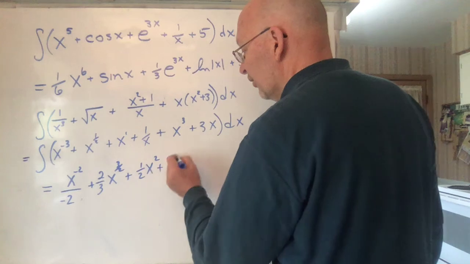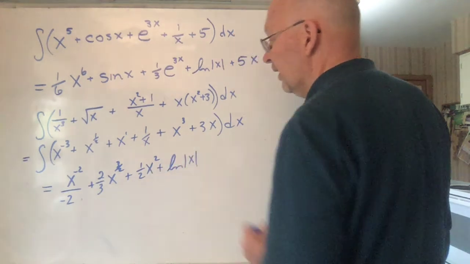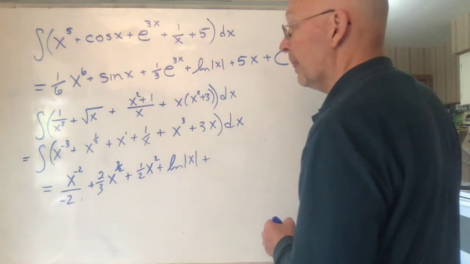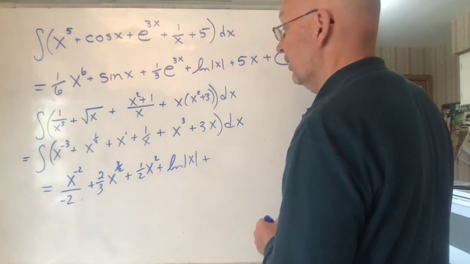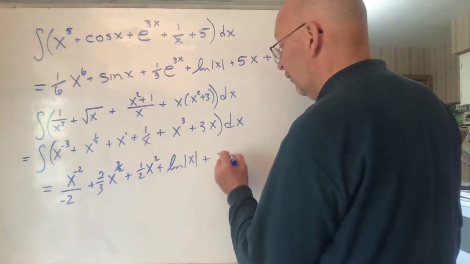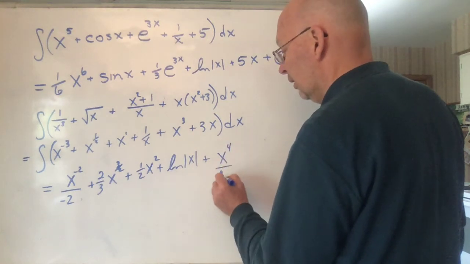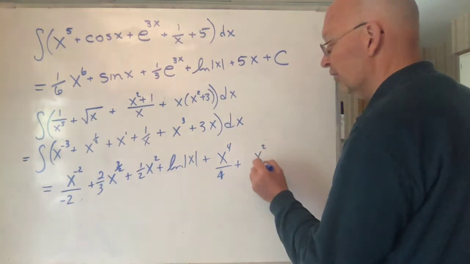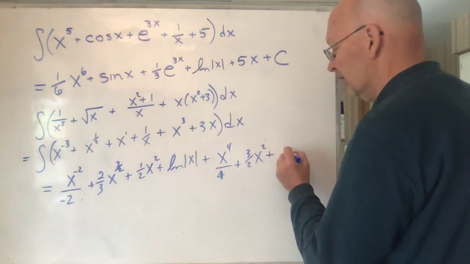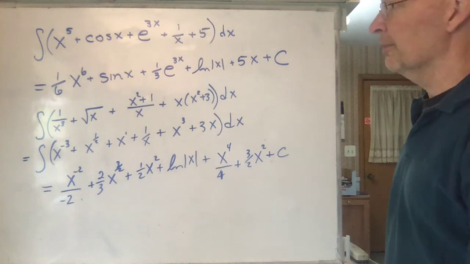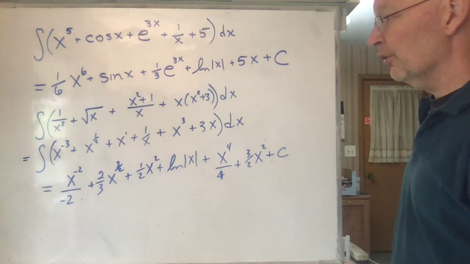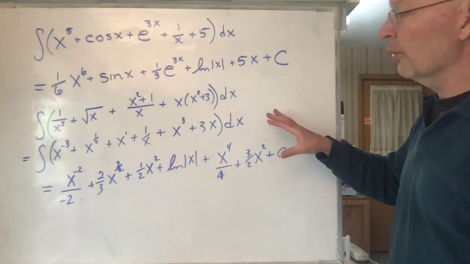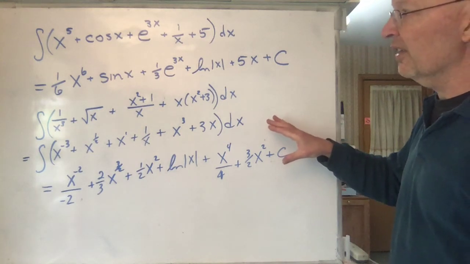1 over x, of course, that's the ln of the absolute value of x. X cubed is going to give us what? X to the 4th divided by 4. And finally, 3x is going to be x squared, you divide by 2, it's going to be 3/2 x squared plus c, something like that. So those are antiderivatives.